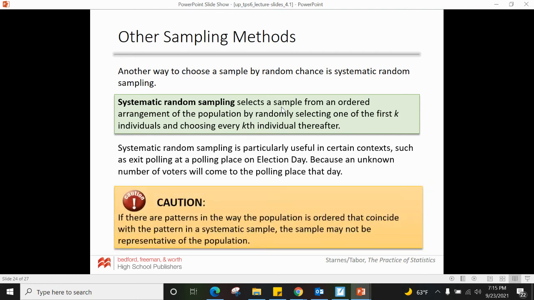Just be careful if there are any patterns in the way that the population is ordered that coincide with the pattern in the systematic sample. The sample may not be representative of the population. So, I'm trying to think about our example.